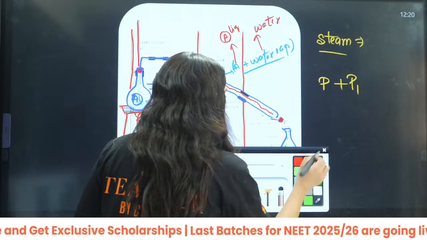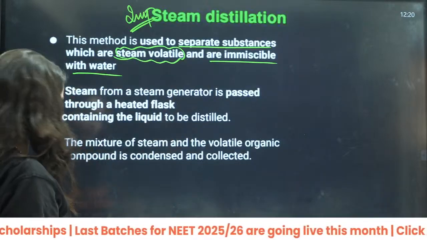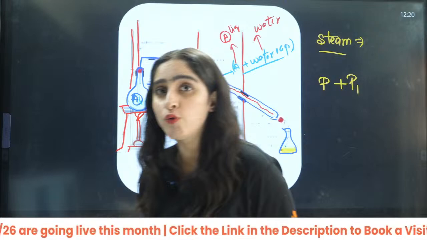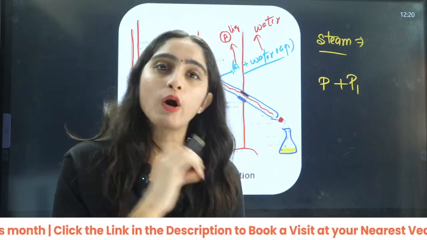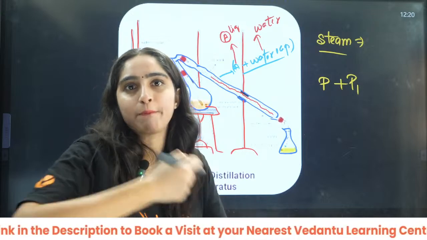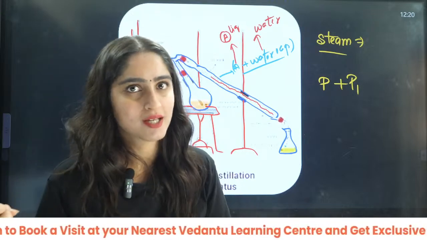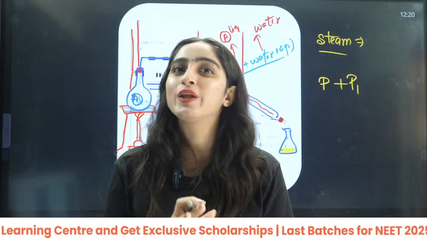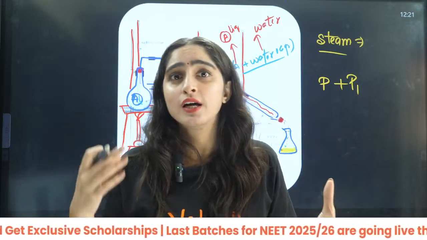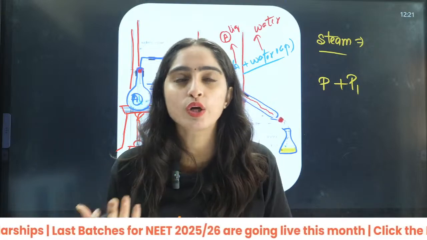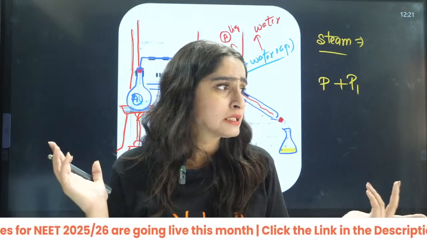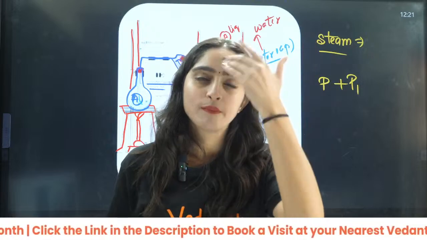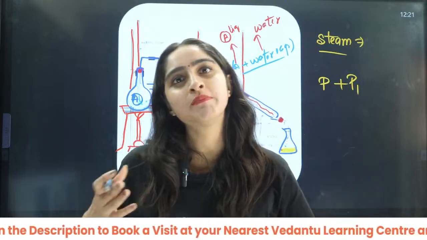Now, why are they saying that it should be immiscible? If the steam volatile compound is miscible with water, then what will happen? We will not be able to separate water and that compound. For example, you have oil and water. You know that you can separate oil and water, but you cannot separate water from alcohol, from Coke, from soda, from any juice. Biggest example, you cannot separate water from milk.